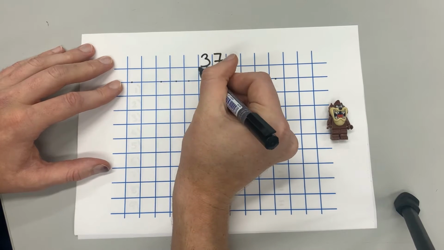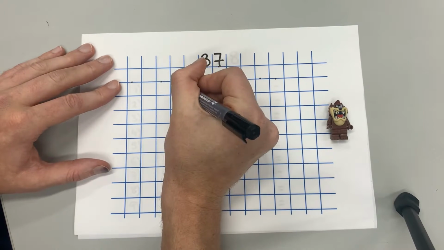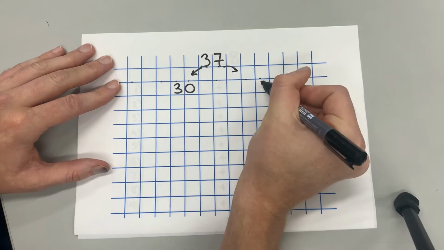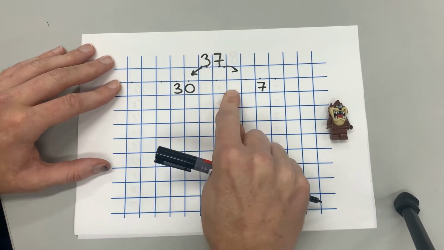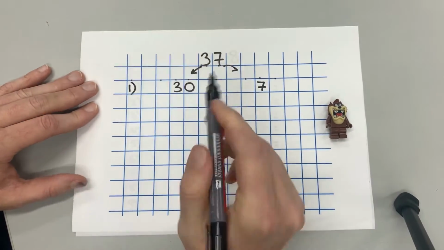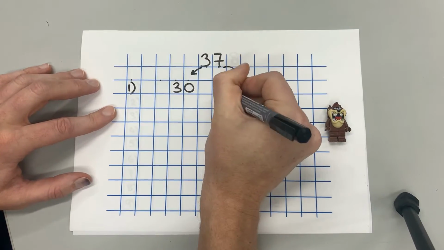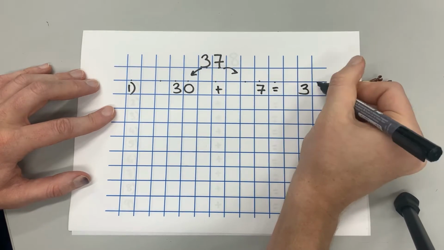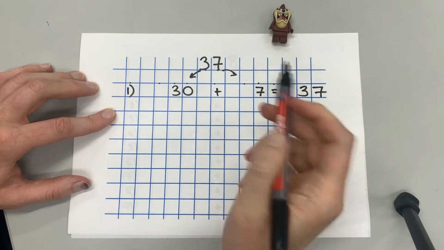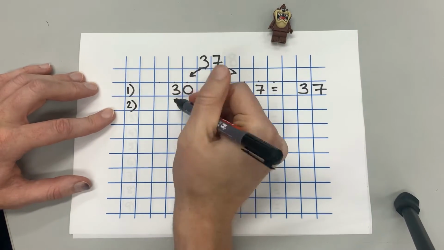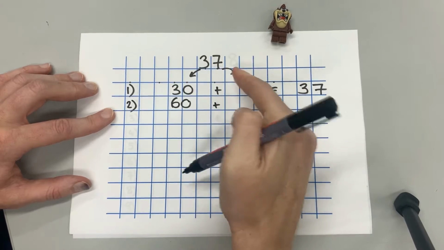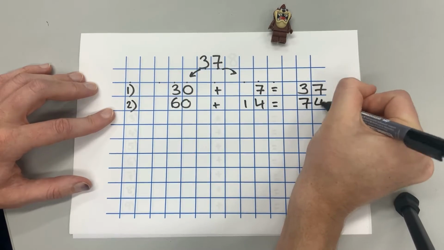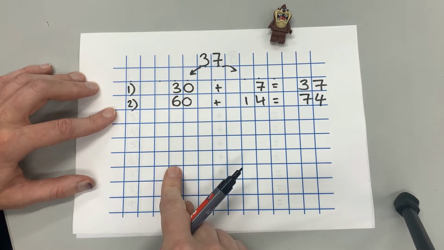I'm now going to partition that into its tens number, the first multiple of 10 is 30, and its sevens number, so it's tens and its units. And this is going to give me my first multiple of 37, which is 37. 30 plus 7 is 37. Okay, now I could do this one by one. So my second multiple is going to be 60 plus 14 equals 74.